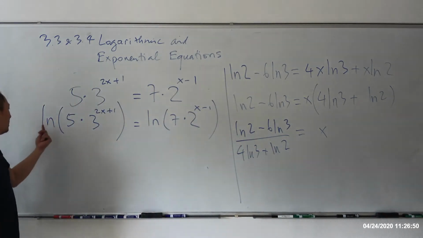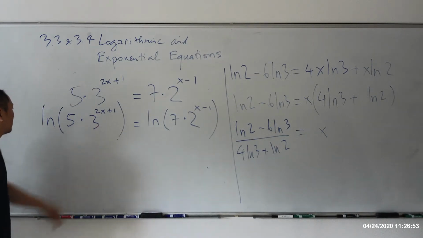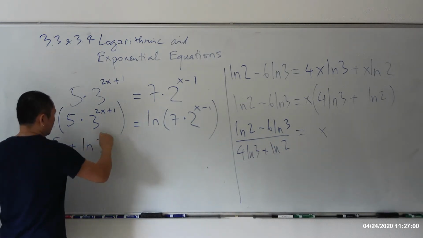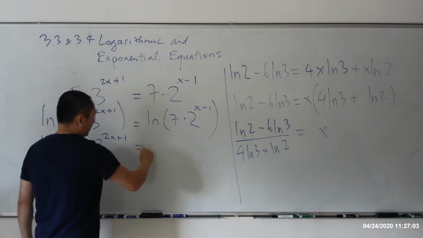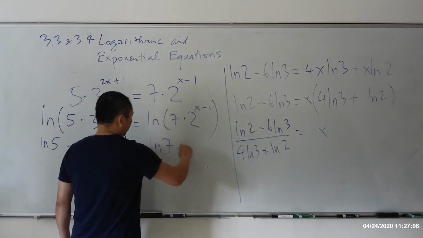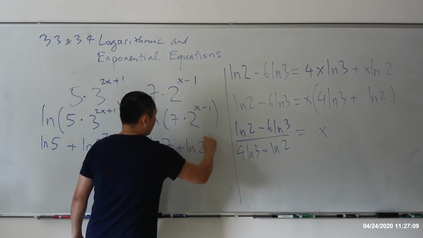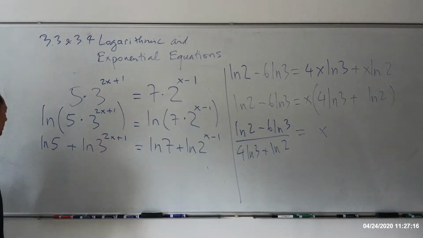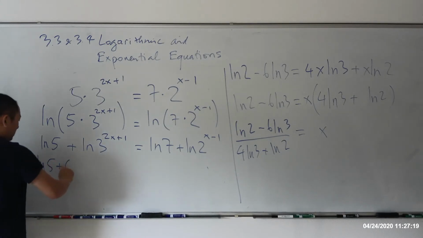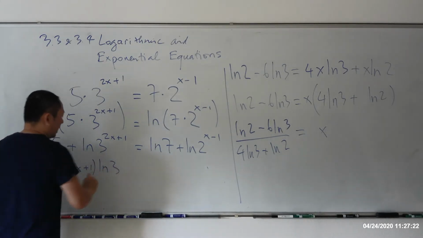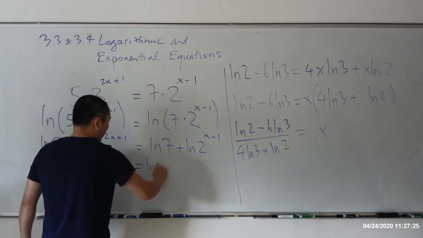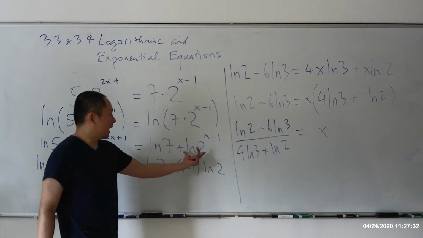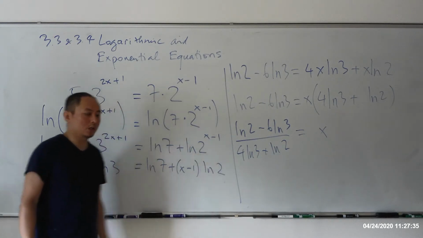Now, on the left hand side, I got the log of a product of two factors. So I can break it out as ln of 5 plus ln of 3 to the 2x plus 1. Same thing applies to the right hand side. We got ln of 7 plus ln of 2 to the x minus 1. Okay, so ln of 5 is good, ln of 7 is good. Now I'm okay to bring the exponent down. We got ln of 5 plus 2x plus 1 times ln of 3 equal to ln of 7 plus x minus 1 times ln of 2. Remember, we have a log of an exponential form inside, so we are okay to bring the exponent down.